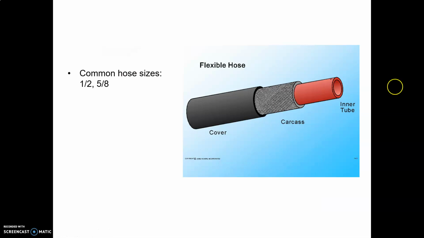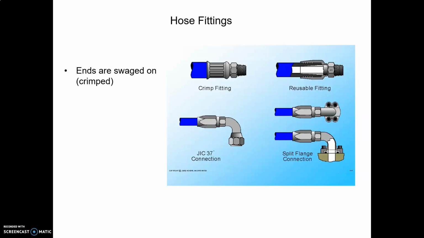Then hose is more flexible, this rubbery stuff, and you often find it in 1/2 inch or 5/8 sizes. And it has fittings that get swaged on, they're crimped on, and you get a special swaging tool that crimps that on for you.